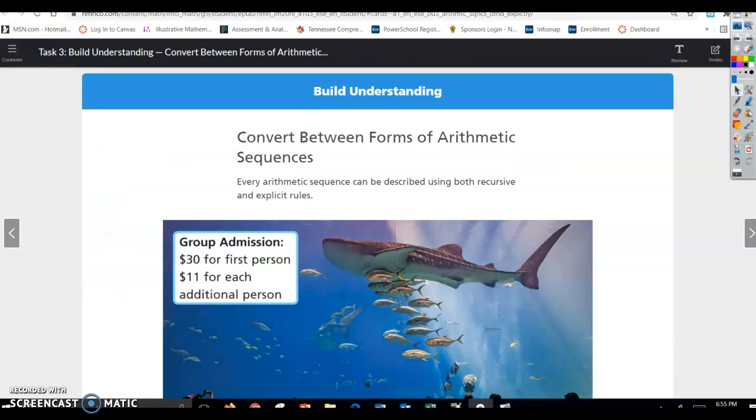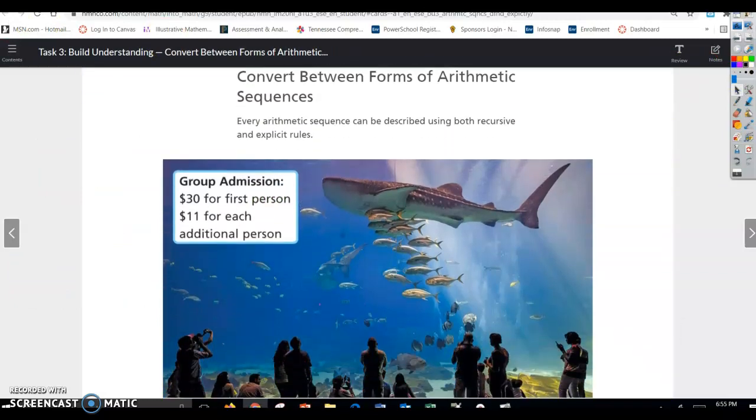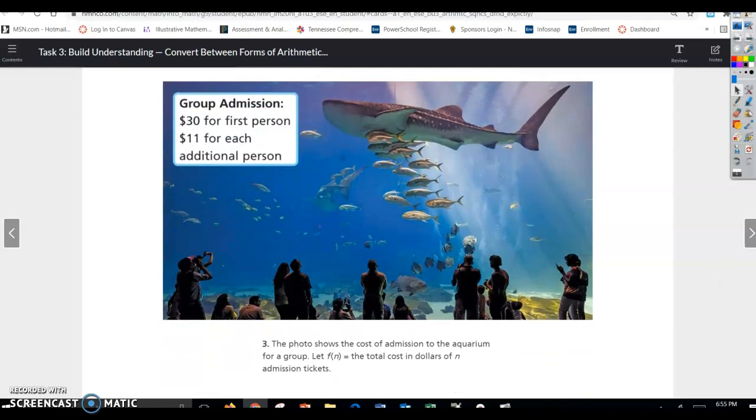Lesson 7.2, task 3. Convert between forms of arithmetic sequence. Every arithmetic sequence can be described using both recursive and explicit rules. Group admission is $30 for the first person, $11 for each additional person. The photo shows the cost of admission to the aquarium for a group. Let f of n equal the total cost in dollars of n admission tickets.